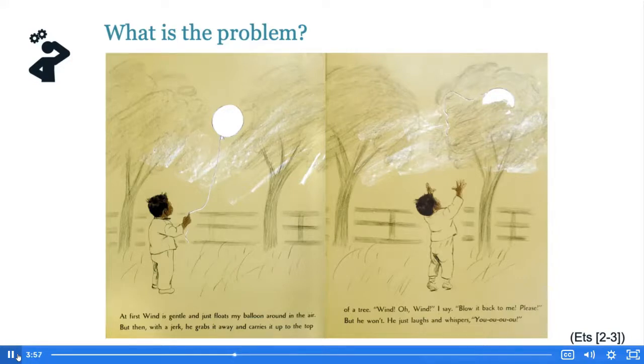At first, wind is gentle and just floats my balloon around in the air, but then with a jerk, he grabs it away and carries it up to the top of a tree. Wind, oh wind, I say, blow it back to me, please. But he won't. He just laughs and whispers, you.